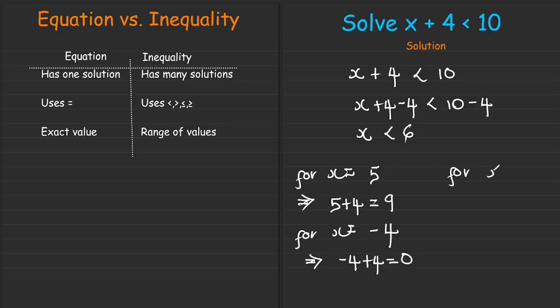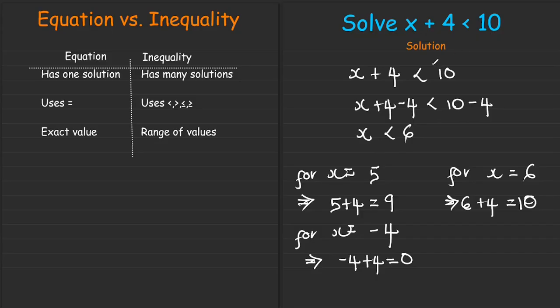So let's take x to be 6, and then we see. For that, we are going to get 6 plus 4, which is equal to 10. Now, 10 is not less than 10. You see, so that does not satisfy our inequality. And we can see that spelled out here. It says all the values of x should be less than 6 so that we are able to satisfy.